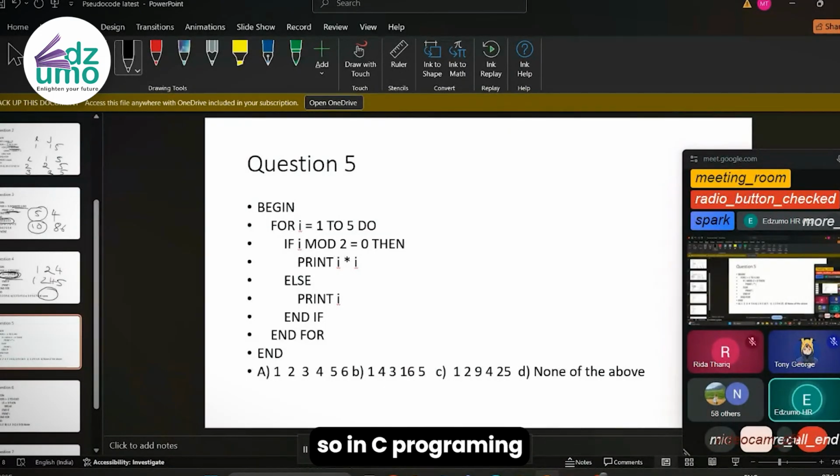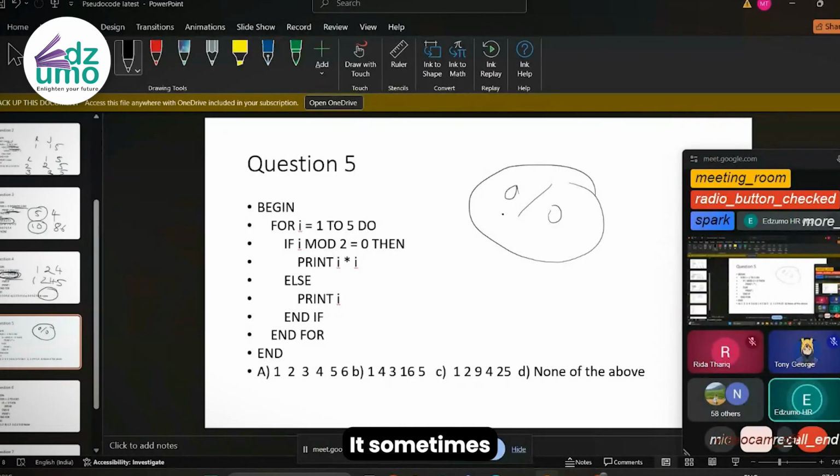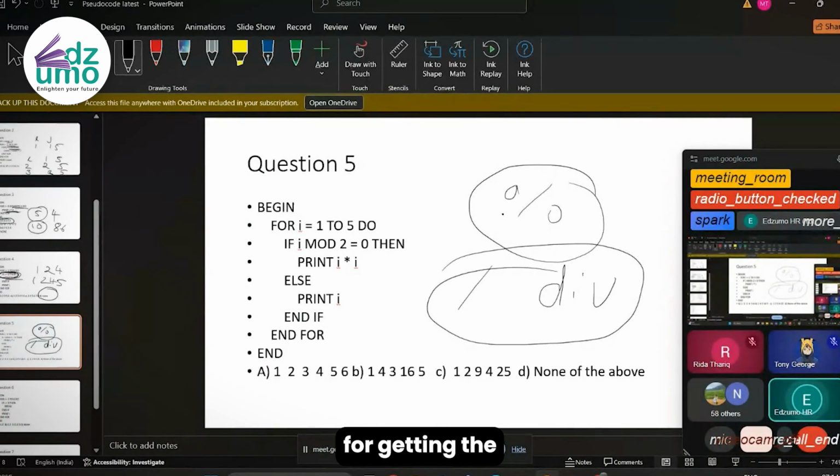Okay. So in C programming, it is used by the symbol modulus. So sometimes if the question is mod or percentage symbol, treat it as remainder operator. If it is div or this symbol, treat it as an operator for getting the quotient part. Now, for I equal to 1 to 5, what happens?